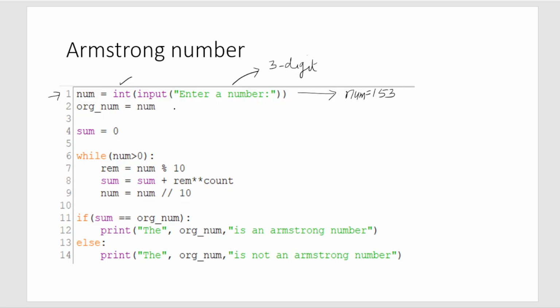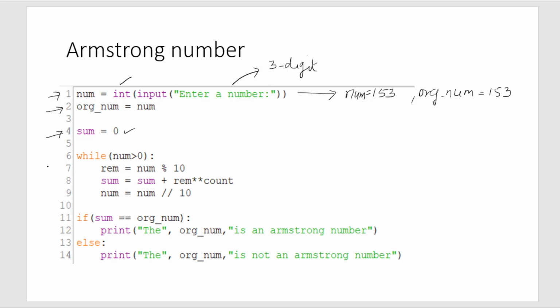Okay, so your num will contain 153, right? When you come to line number 2, we are saving this num into another variable called original num. So your original num again has the value 153. We will see why we save this here. As of now, understand that we are saving it in some variable. Next, because we want to do a summation of the cubes of 1, 5 and 3, we initialize a variable called sum to 0. Initially this variable doesn't have any value, it's 0.